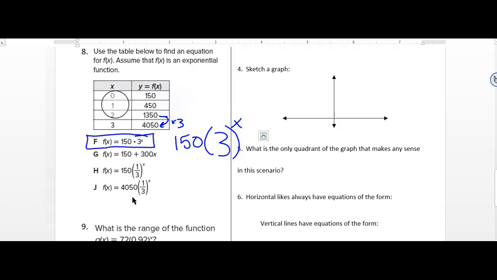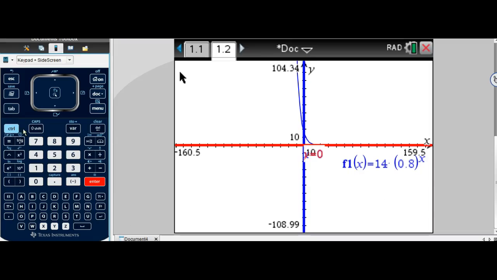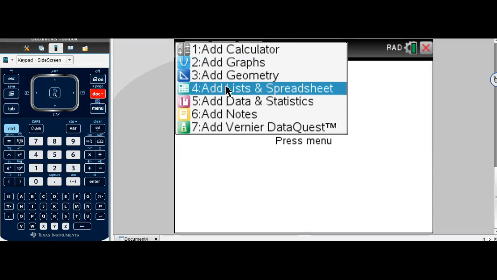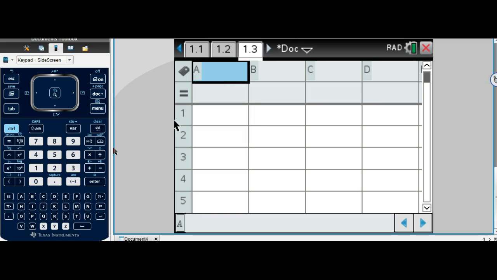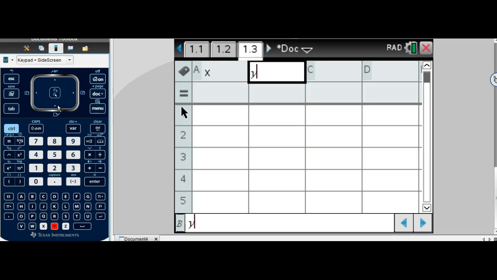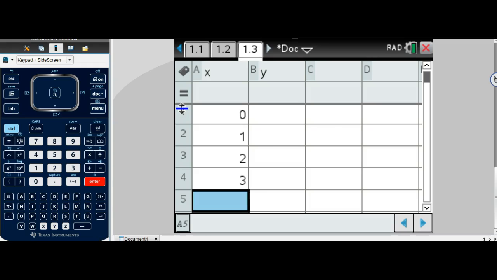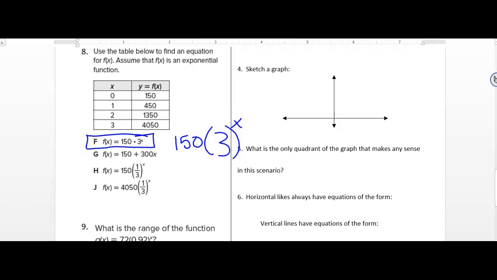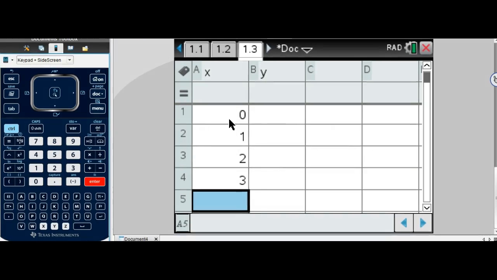Plan B to work this problem, if you didn't know any of that, is to use your calculator. We haven't worked a scatter plot problem in a little bit, so I'm going to work that one here on my calculator. I'm going to go to a new document, lists and spreadsheets. I got my x value there, and my y value there. And we type them in. 0, 1, 2, 3 for my x value.